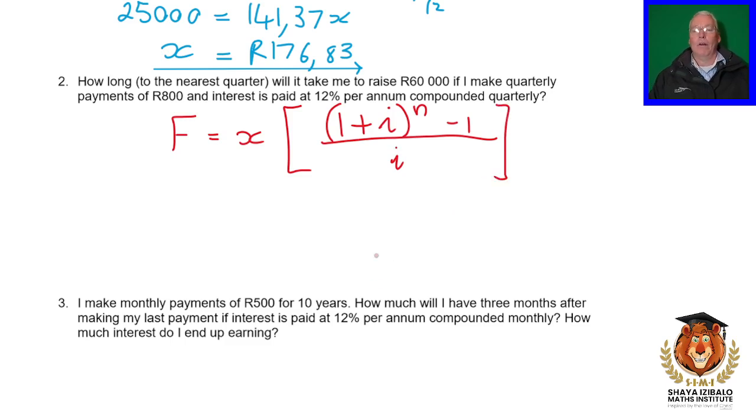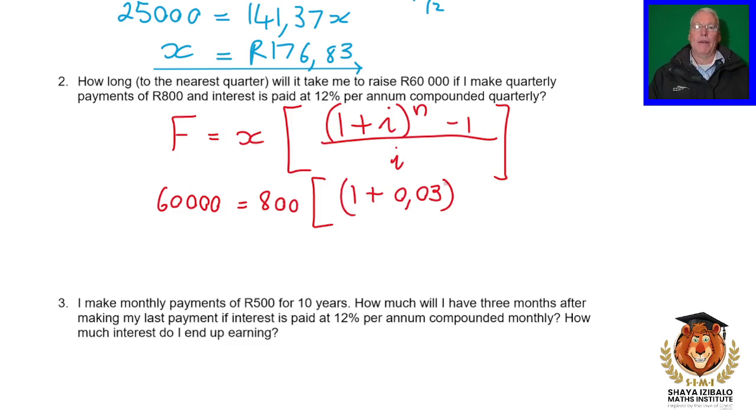How long? So I want to raise 60,000 Rand. That's the total that I want to end up with. The payments are going to be 800 Rand each. Interest is going to be paid at 12% per annum compounded quarterly. So my interest rate is actually going to be 0.03. And this N is going to be the number of quarters. I don't know what it is yet. And on the bottom I've got 0.03.